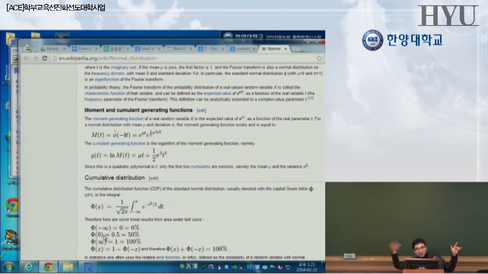Infinity, everything is less than infinity, so it is 100. And because of symmetry, N(x) equals 1 minus N(minus x). So this is basically N. Good news is that in R, you don't have to do this integration with programming. There is already a function in R, which is called pnorm.